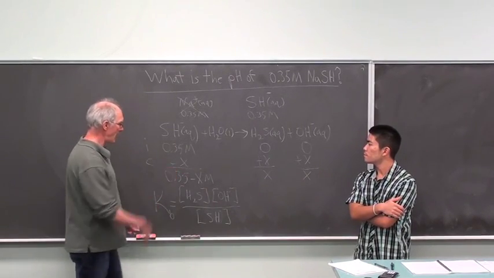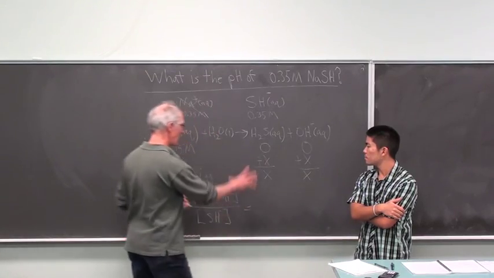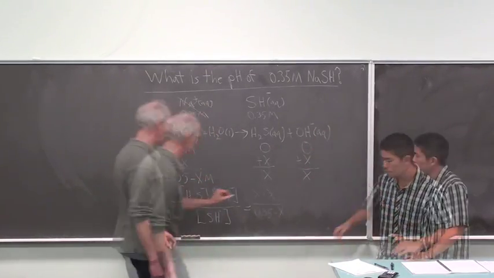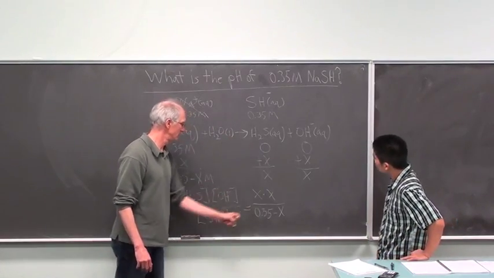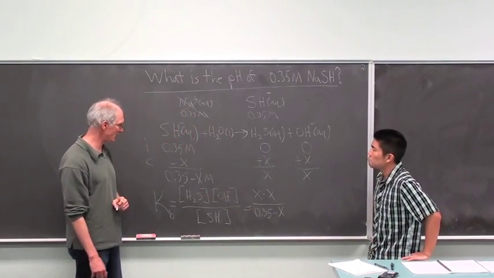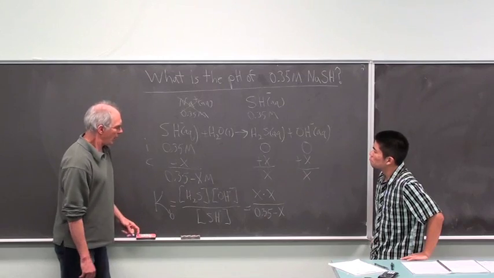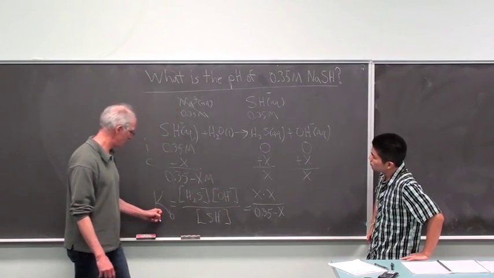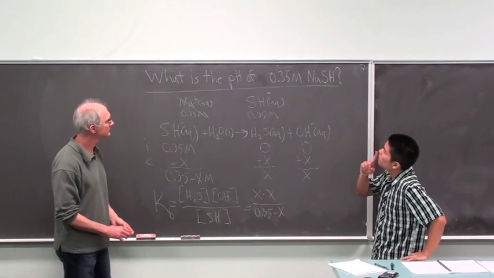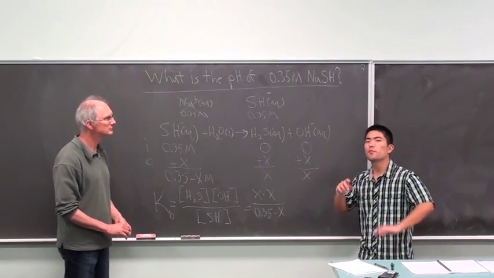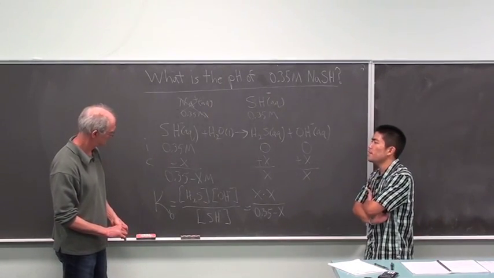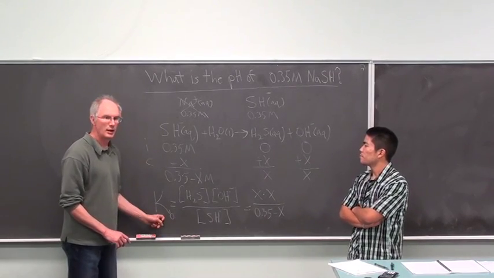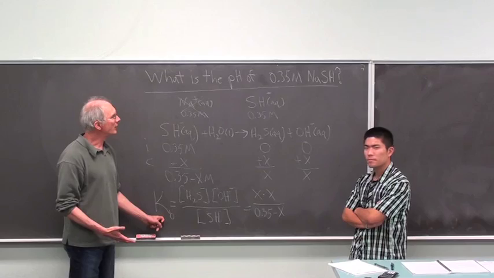And so I can put my values into the equilibrium expression. x times x, 0.35 minus x on the bottom. And what do I do now? I have two unknowns. I wonder if there's some way you could solve for Kb or get a Kb value. Yeah, we need a Kb value, right?